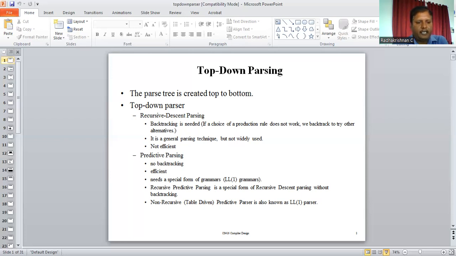F, T, E. Next, E dash. First of E dash has two alternatives, so the first characters are plus and epsilon. Both are terminals, so plus comma epsilon. First of T is already found. First of T dash has two alternatives: the first alternative starts with star, and the second alternative is epsilon. So first of T dash equals star comma epsilon. So now first of E, T, F, E dash, and T dash are all calculated. Next, we calculate follow of E.